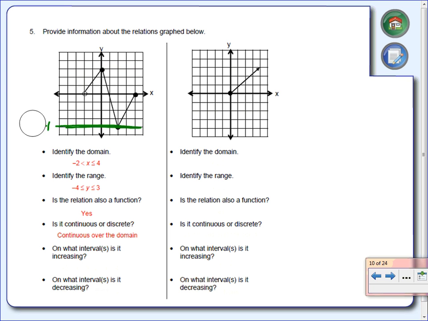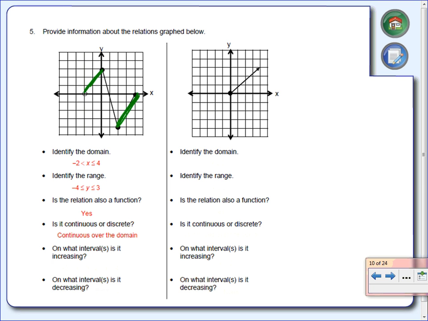Next one says, on what intervals is the graph increasing? So you'll notice that part of this graph goes up, part of it goes down, and then it goes up again. So there's two parts where it increases. It increases here, and it also increases here. So we want to identify those two pieces of the graph.